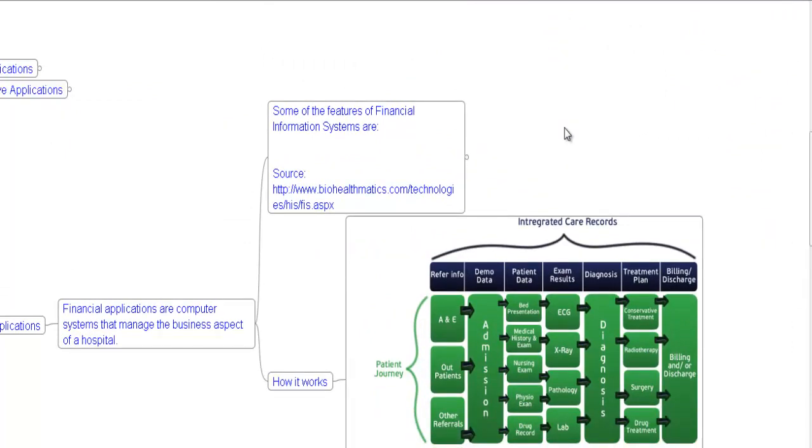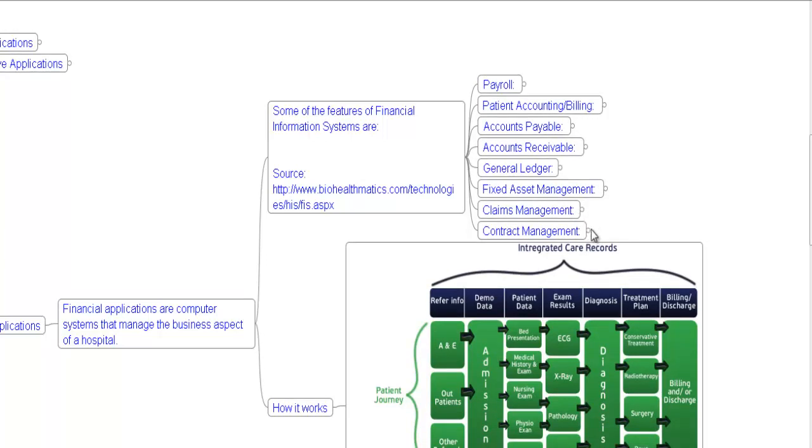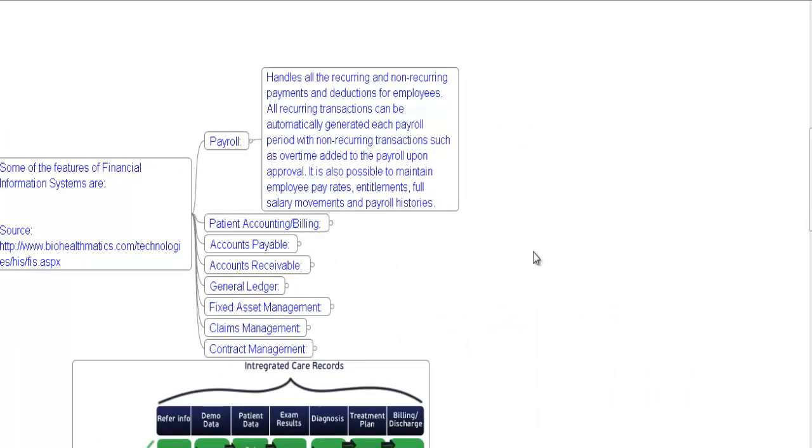Some of the features of financial information systems are payroll, patient accounting and billing, accounts payable, accounts receivable, general ledger, fixed assets management, claim management, and contract management. Let's see payroll. Payroll handles all the recurring and non-recurring payments and deductions for employees. All recurring transactions can be automatically generated each payroll period, with non-recurring transactions such as overtime added to payroll upon approval. It's also possible to maintain employee pay rates, entitlements, full salary movement, and payroll histories.